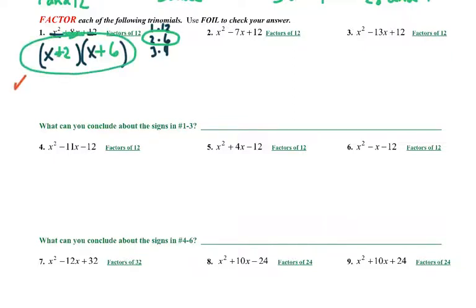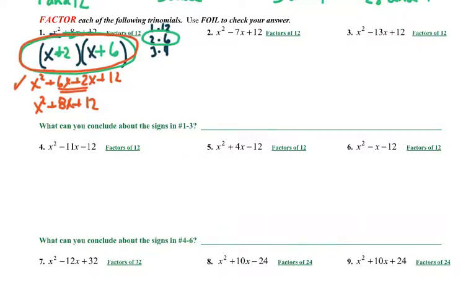If I want to check that answer, I would check it by FOILing: x squared plus 6x plus 2x plus 12. x squared plus 8x plus 12. It's getting me back to where I started. But this is the answer to the problem. This is factoring. Factoring is breaking it down.